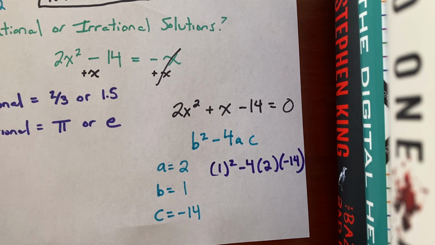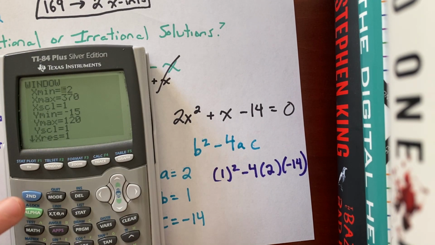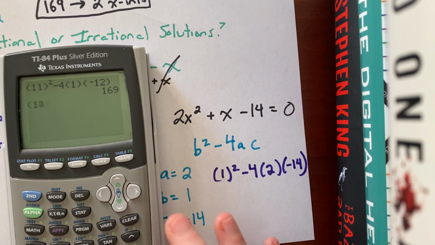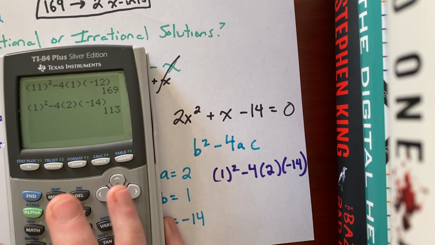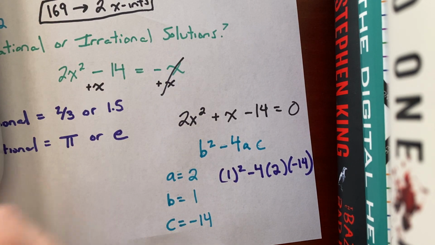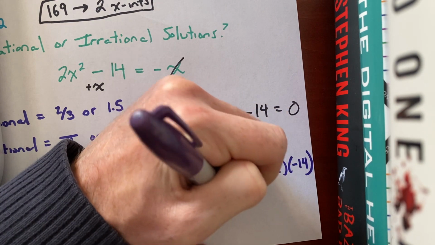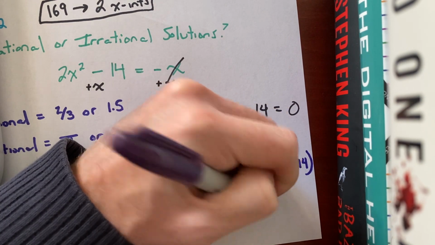Pull out my calculator again if I don't drop it. And we're going to type this in. We get 1 squared minus 4 times 2 times a negative 14, and we get 113. All right, so my discriminant is 113.